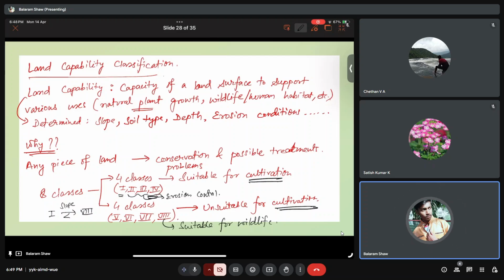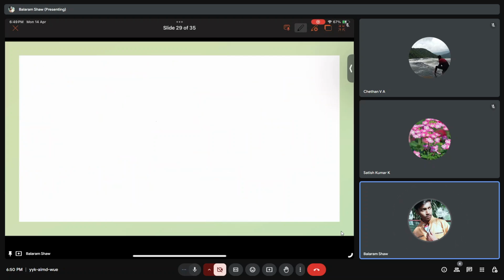There are several subclasses also. Subclass E means there is a risk of erosion or past erosion damage has been there. W means wetness damage or overflow. S means soil root zone limitation. C means climatic limitation. So it will be like 1C. So 1C means what? 1 means class 1 capability classification, and C means that there are climatic limitations. Okay, so like that there will be land capability classification.